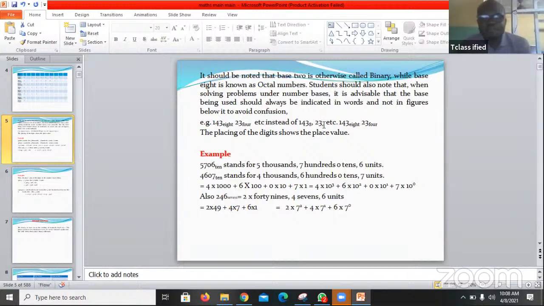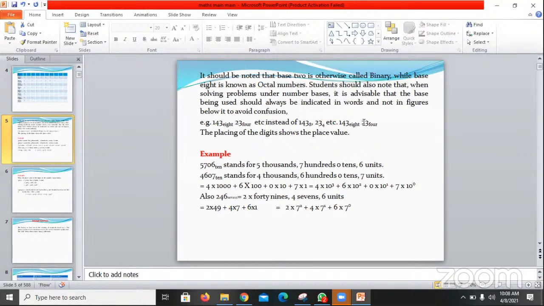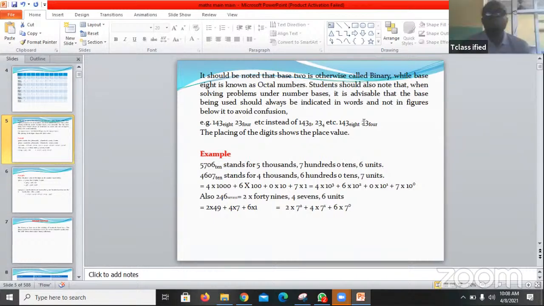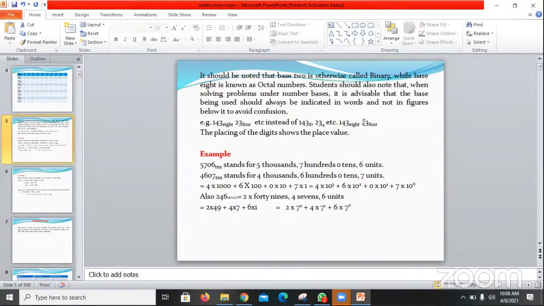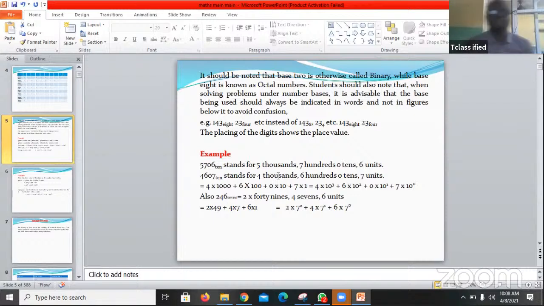So what is the difference between these two representations here and these two here, Hannah? This one here is written in numbers, and this one here is written in words. Good. So the ones written in numbers and the ones written in words, which one is the better way to represent base numbers? The one written in words. Perfect. Okay. So let's move forward.